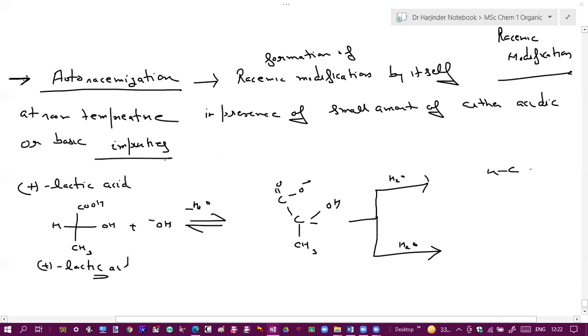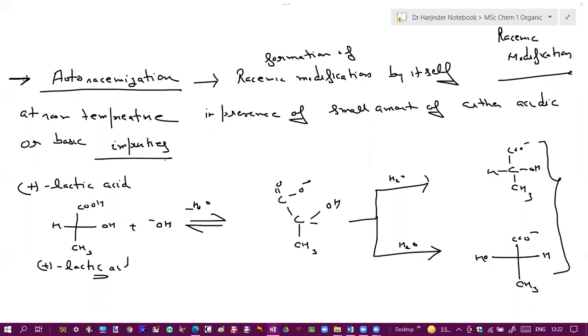So in one case, it will be like the pure enantiomer that we have there, and in the other case, it will be on the opposite side. So in this way, we'll get a mixture of these two enantiomers. And this process is called autoracemization as it takes place by itself. Is it clear? Yes. So this was your racemic modification.